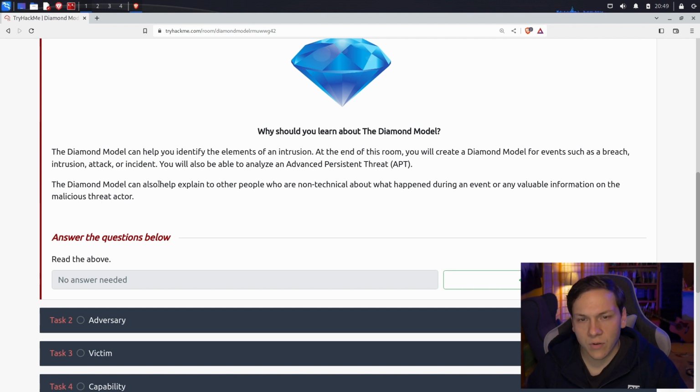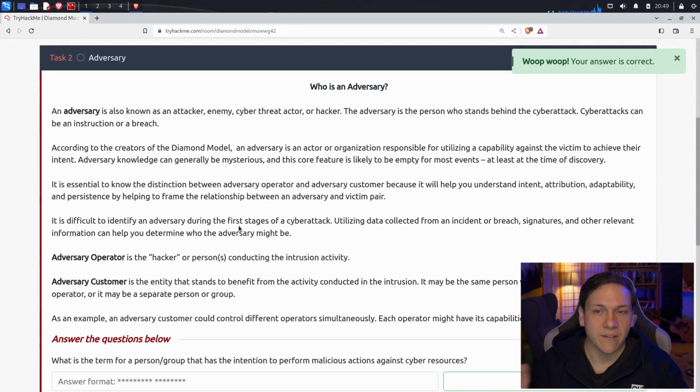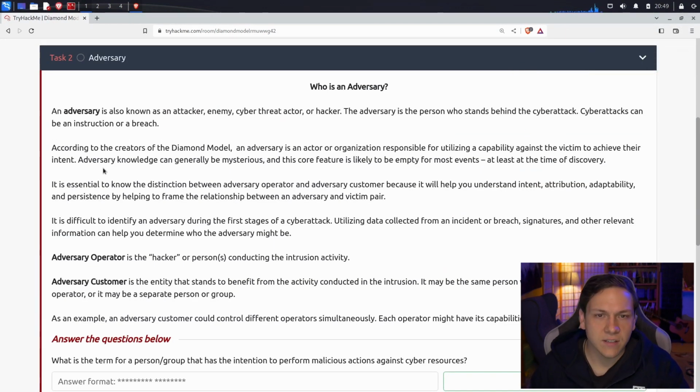The Diamond Model can also help explain to other people who are non-technical about what happened during an event or any valuable information on the malicious actor. Adversary. Who is an adversary? An adversary is also known as an attacker, enemy, cyber threat actor, or hacker. The adversary is the person who stands behind the cyber attack. Cyber attacks can be an intrusion or a breach.